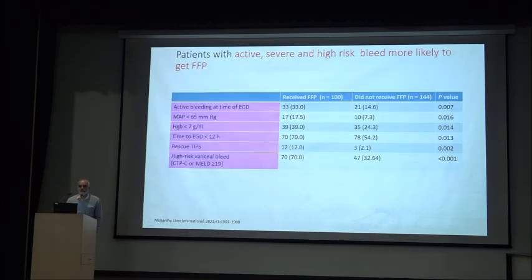Again, in the same study it was shown that patients who had active, severe and high risk bleed were more likely to get FFP. Patients who received FFP were more actively bleeding at the time of endoscopy. They had lower blood pressure, they had lower hemoglobin, and time to endoscopy was earlier in such cases because they continued to bleed and were severely bleeding. Rescue TIPS was more, and they were high risk variceal bleed, that is CTP-C or MELD more than 19, in higher percentage of patients who received FFP as compared to those who did not receive FFP.